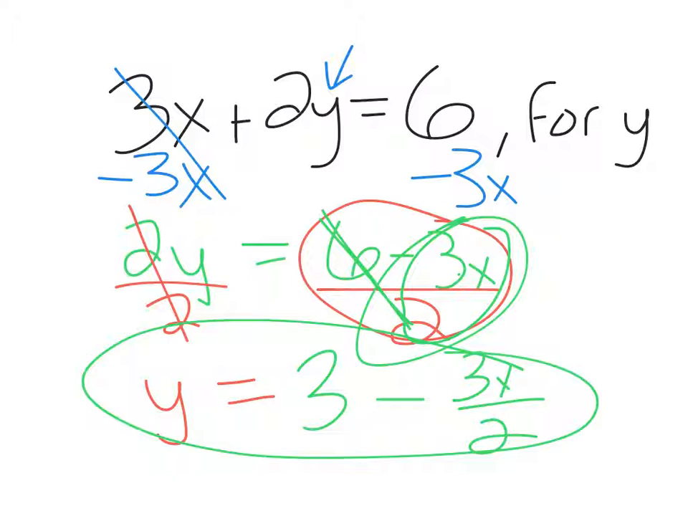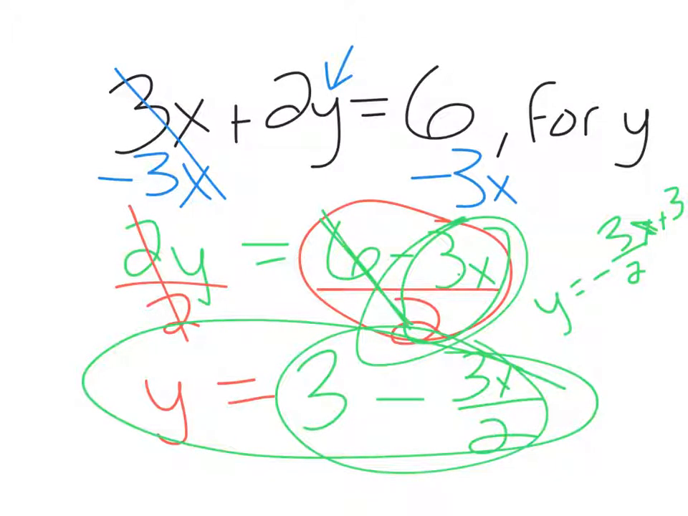Either way, I want to see the y by itself. So y is equal to either 6 minus 3x over 2 or 3 minus 3x over 2. Okay, and there's other answers too. If you did put your variable first, it would have been y is equal to negative 3 over 2x plus 3. And that would have been fine too. It would have been just this flipped, and that is totally fine.